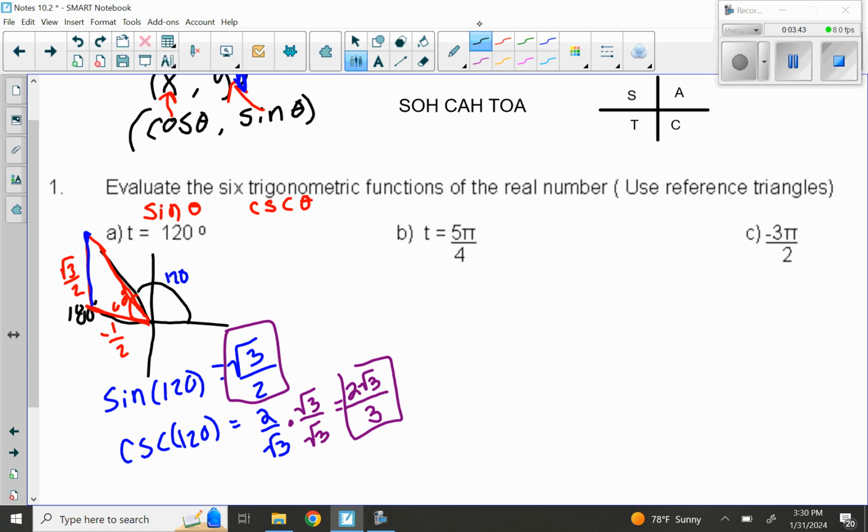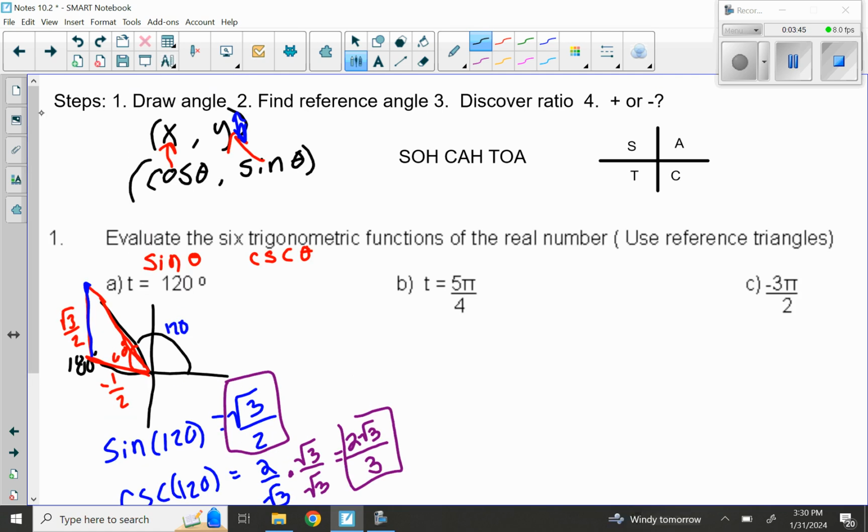So on B, we have the angle 5 pi over 4. Now, some of us, I think especially 6th hour, I did a really long explanation of finding reference angles. I'm sorry, it was terrible. So let me try to re-explain it. So we know this is 0, we know this is pi over 2, and we know this is pi. And this is 3 pi over 2. And then this is also 2 pi.